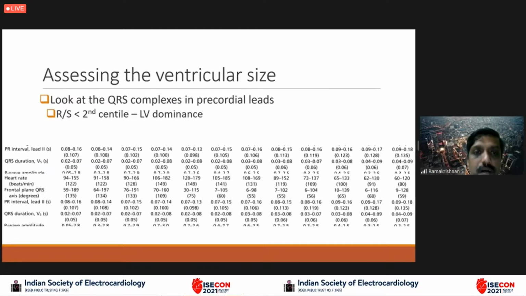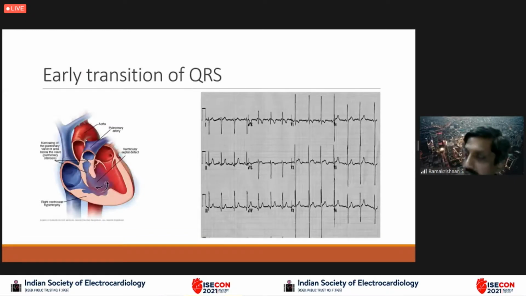And then the one typical ECG that we often encounter is in tetralogy of Fallot, where you have RVH with early transition. We don't know the reason. For example, there is a tall R wave in V1, which suddenly becomes a deep S wave in V2. We don't know why this happens, but this is a very classical description in tetralogy.